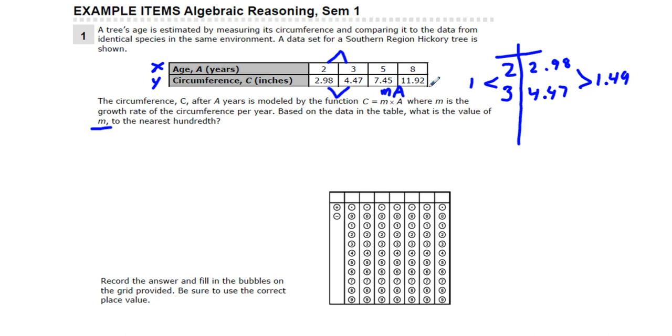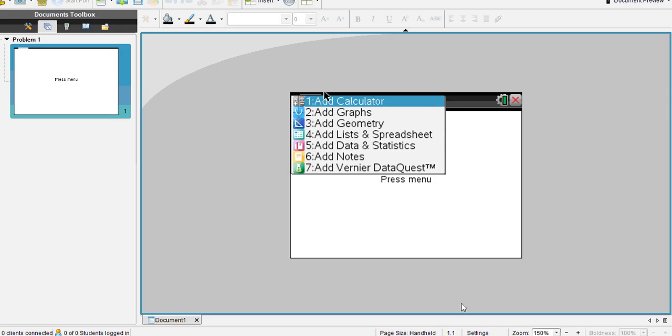But even better would be to go down to this eighth. At 8 years, you have 11.92. And here on the left side, you have a span of 6 years. On the right side, you have 11.92 minus 2.98. So you get an average that way. So I'm going to go to the calculator to show you what that is.